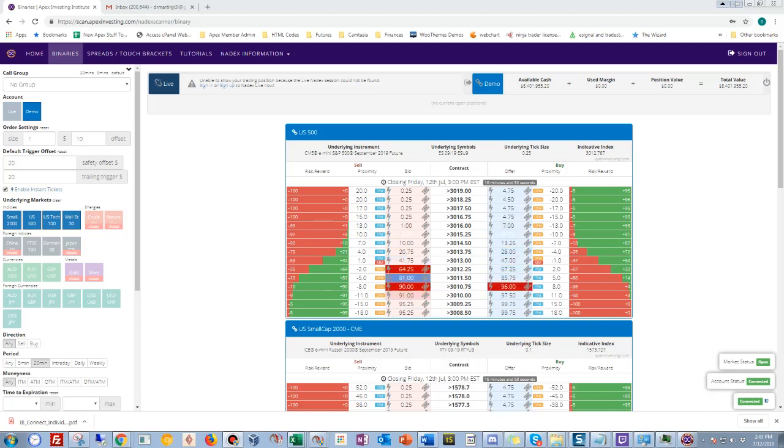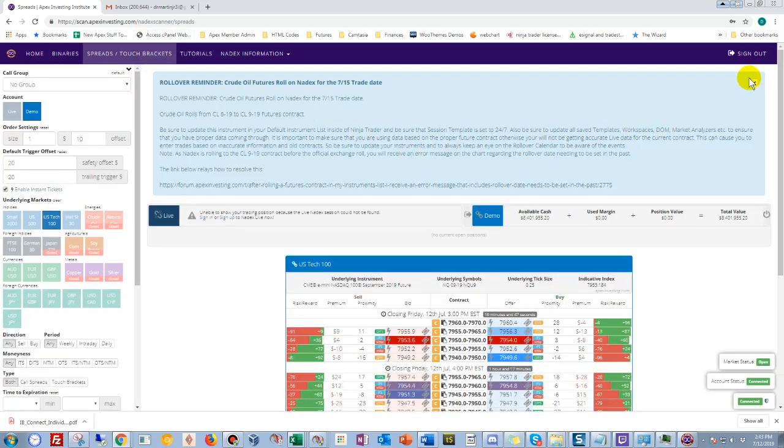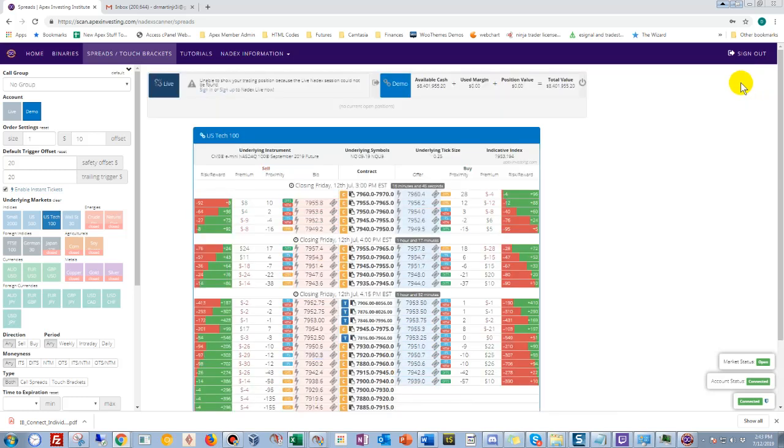And today we're going to be talking about the spread and touch bracket scanner that we've made for Nadex, which is available to you for free over at ApexInvesting.com. And it makes it so much easier to trade.